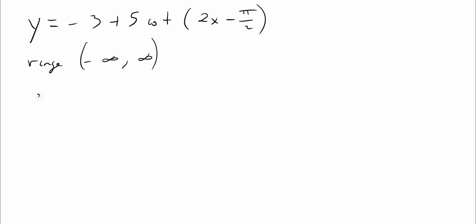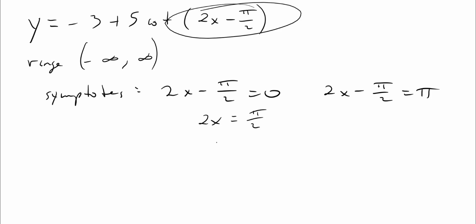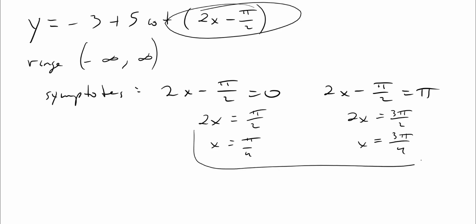So let's look at asymptotes. Asymptotes, remember, is where this is undefined. And where is cotangent undefined? Well, it's undefined at 0 and undefined at pi, and 2 pi and 3 pi, right? You should know that because tangent is 0, so cotangent of 0 is undefined. So we got 0 and pi. If I add pi over 2, I get 2x equals pi over 2. Multiply by 1 half, x equals pi over 4. And same thing, 2x add pi over 2, I get 3 pi over 2, and multiply by 1 half, and I get 3 pi over 4. So these are two equations of asymptotes.